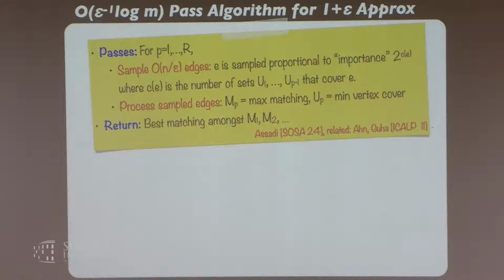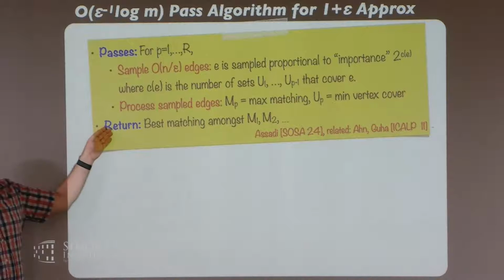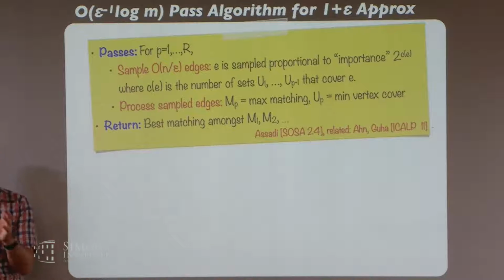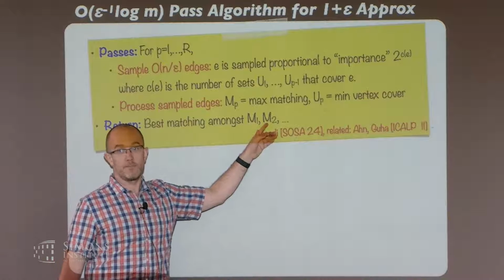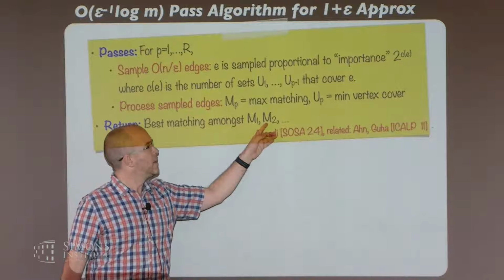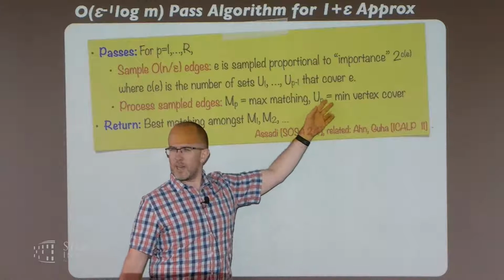You can maintain a maximum matching and a minimum vertex cover in order n space. You're actually going to keep track of all the maximum matchings and all the minimum vertex covers you're going to use over all the passes. But R is actually going to end up being just order log n. So you're going to have space to maintain all the maximum matchings and the vertex covers. Okay. And when it gets to the end of the stream, of all those maximum matchings you've constructed, you're going to return the biggest one.